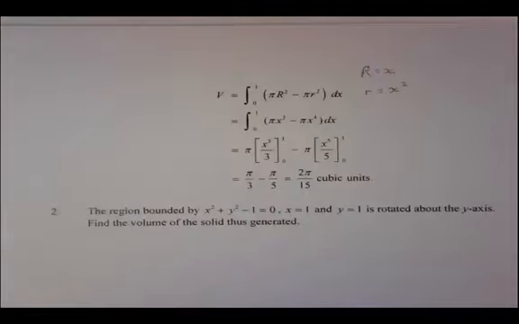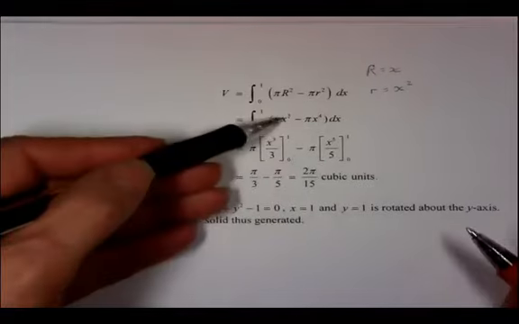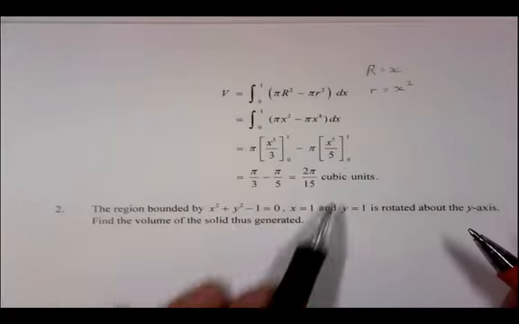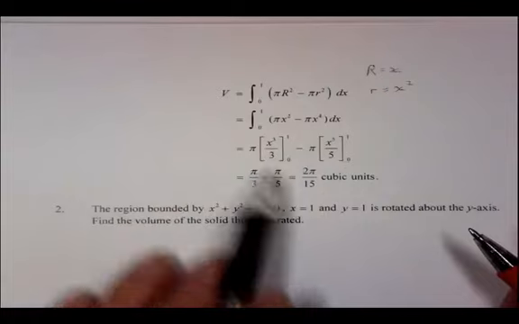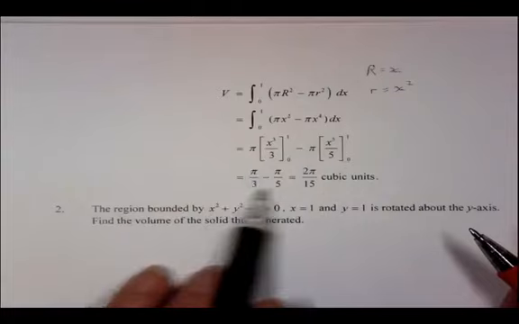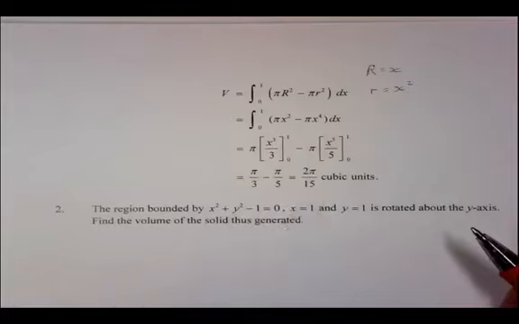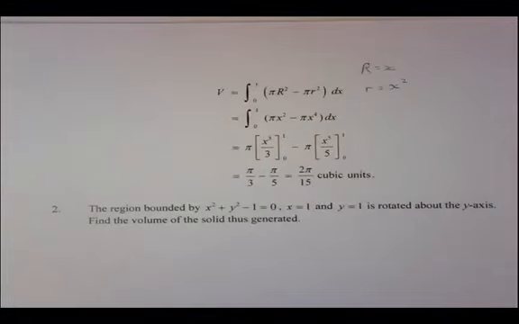We end up with the x squared goes to x cubed on 3, the x to the 4th goes to x to the 5th on 5. Put 1 in, put 0 in, and it all works out really easily to be 2 pi on 15 units cubed. So that's the volume of our funny little cone with its inside hollowed out.